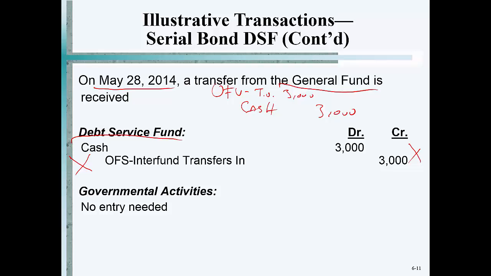Can you spend money without encumbering it? No encumbrance entry here, right? They did not debit encumbrance. They did not credit budgetary control. Why not?